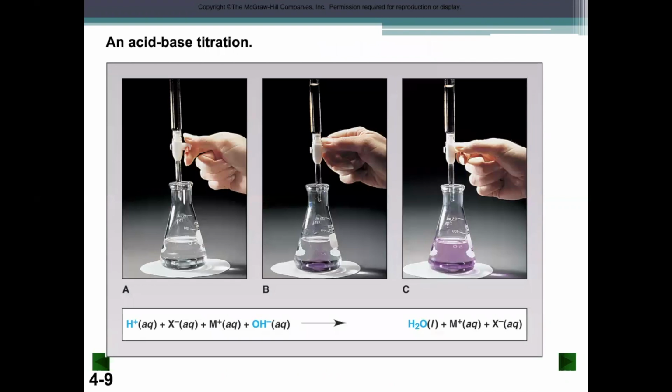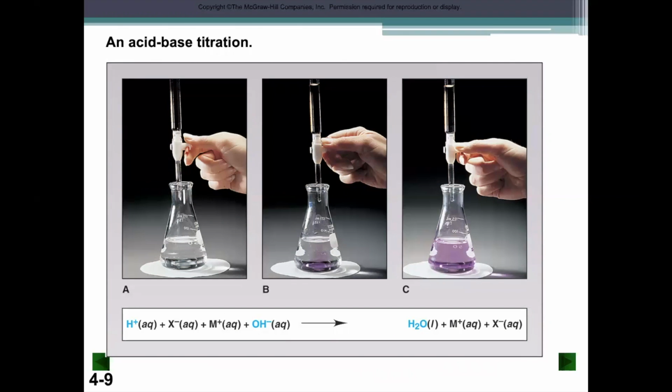What's really going on at the particle level is the H+ ions and the OH- ions meet each other and create water. Then there are leftover ions that we consider to be an aqueous salt in solution. Usually when we're doing a titration, we add an indicator. Indicators change colors and show us the point at which we should stop and do our calculation.